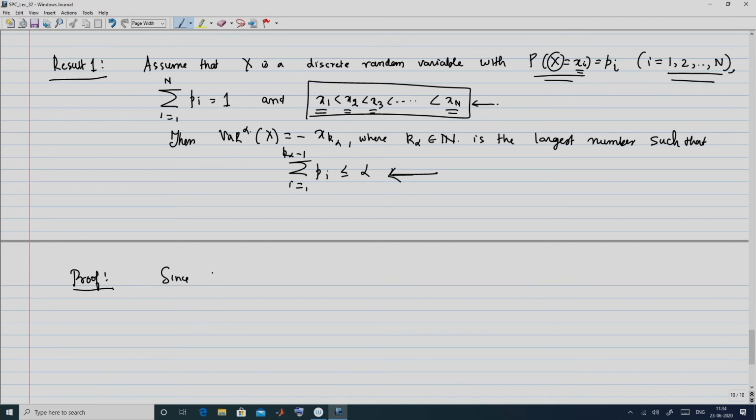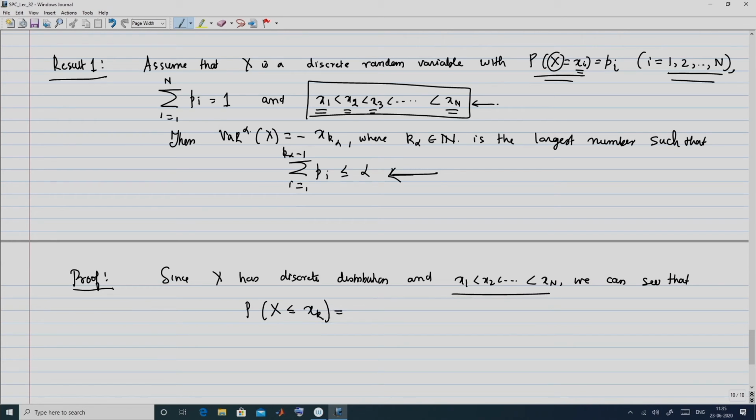Now, since x has a discrete distribution, and x1 is less than x2 all the way to less than xn, we can see that the probability that x is less than or equal to xk, and since these are ordered, so obviously the probability that random variable x is less than or equal to xk is going to be summation pi, i equal to 1 to k.